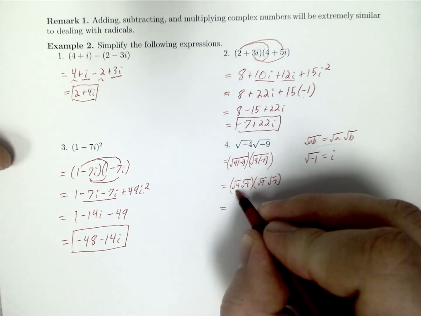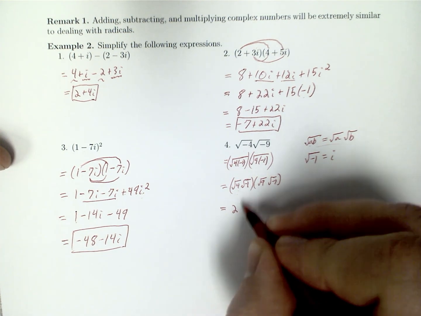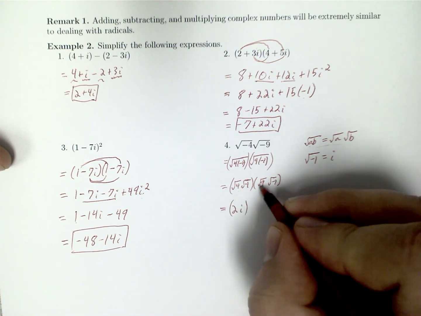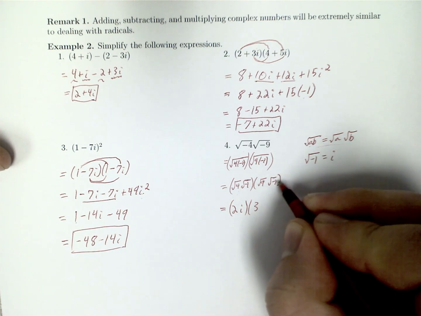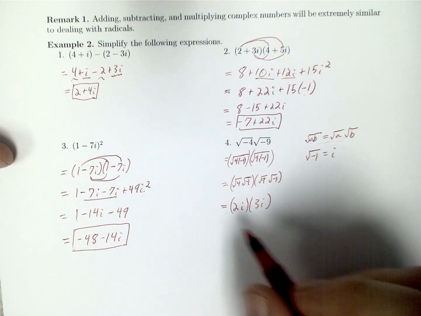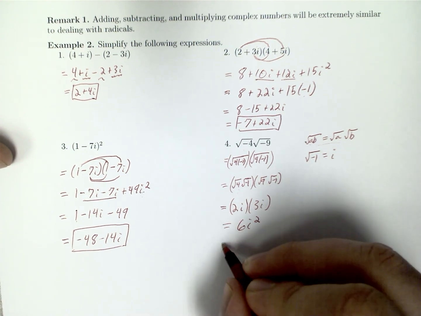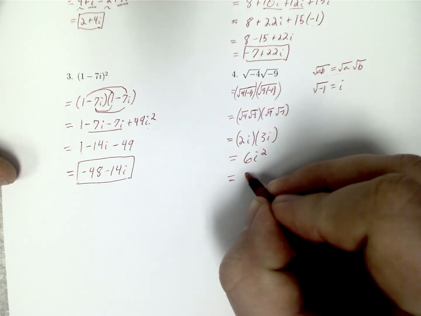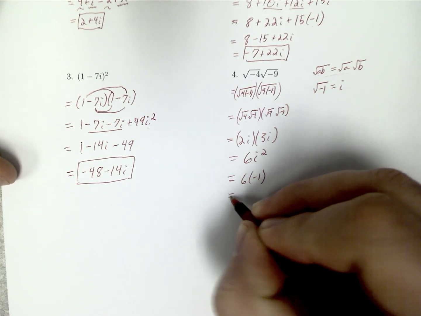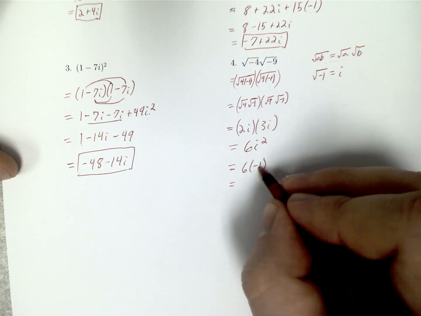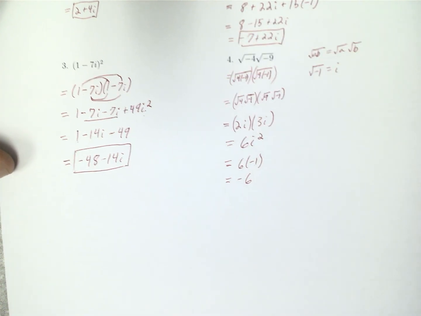But what's the root of 4? Well, that's 2. What's the root of negative 1? That's i. What's the root of 9? That's 3. What's the root of negative 1? Again, that's i. And what is 2i times 3i? Well, that's just 6i squared. Again, what is i squared? That's the same as negative 1. And then 6 times negative 1 is negative 6.